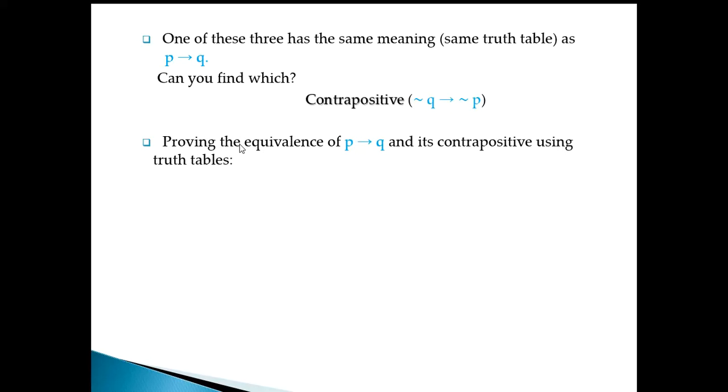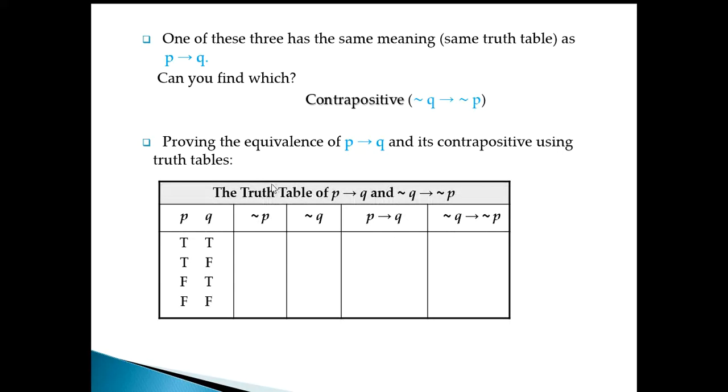So for proving this equivalence, P implies Q and its contrapositive, we can prove this by using the truth table. Means by the truth table, we can prove that this is equal to this. Means both have the same meaning: negation of Q implies negation of P, and P implies Q. So here we need to make the truth table.